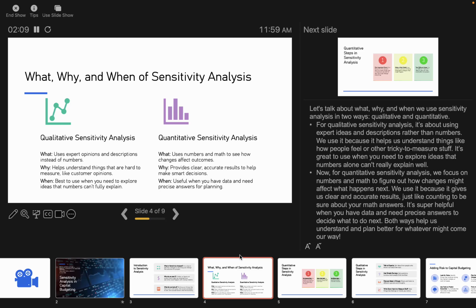We use it because it helps us understand things like how people feel or other tricky to measure stuff. It's great to use when you need to explore ideas that numbers alone cannot really explain well.